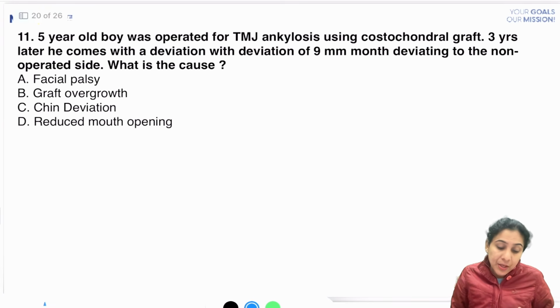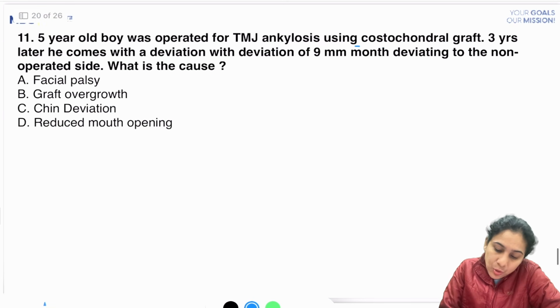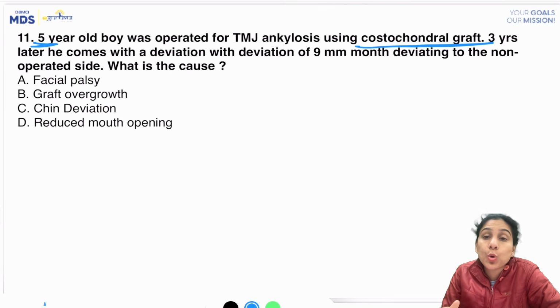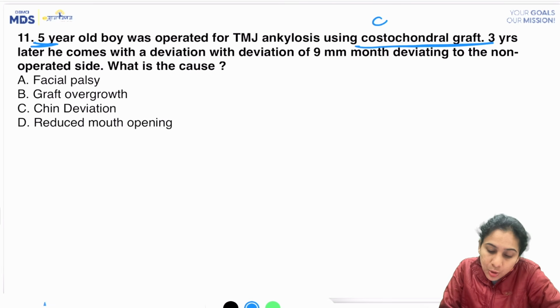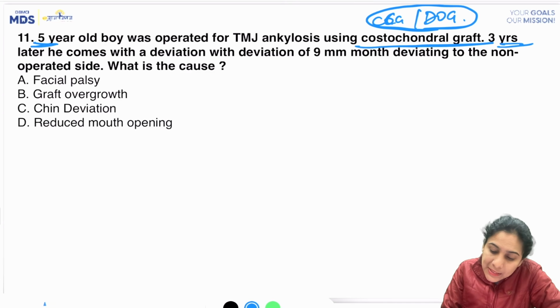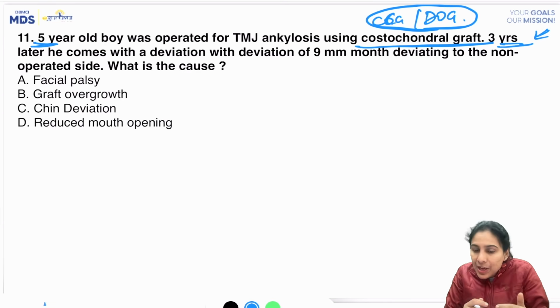Okay, next question. A 5-year-old boy was operated for TMJ ankylosis using a costochondral graft. Okay, a 5-year-old boy, a growing child, definitely you have to use a growing graft. What are the growing grafts? Costochondral graft or distraction osteogenesis. These are the only two options in a growing child, as per Kaban's protocol. 3 years later. How much later? 3 years later. Enough time.